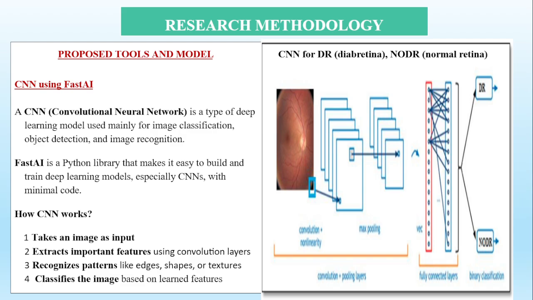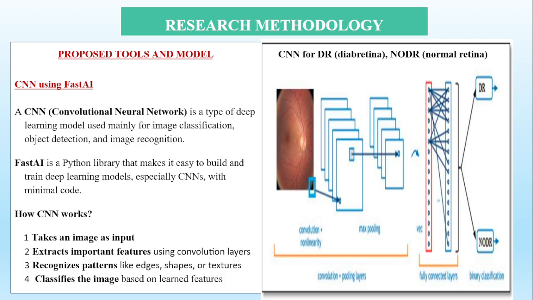A CNN is a type of deep learning model. Fast AI is a Python library that makes it easy to build and train deep learning models, especially CNNs, with minimal code. That means the researcher or creator who builds the model doesn't need many lines of code or any complications in the code. Minimal code is required.